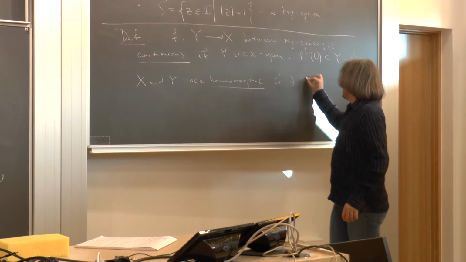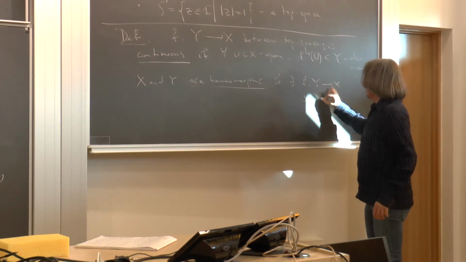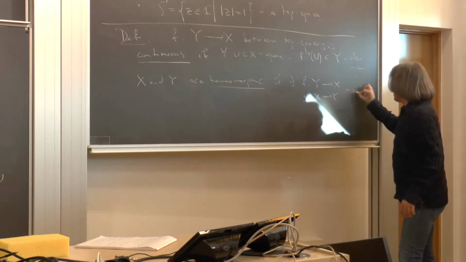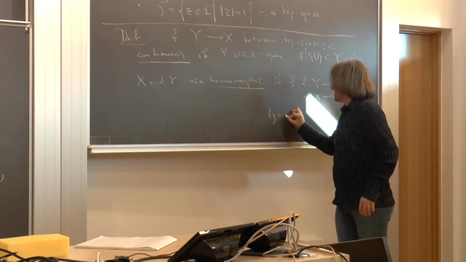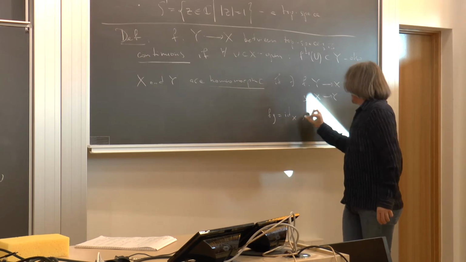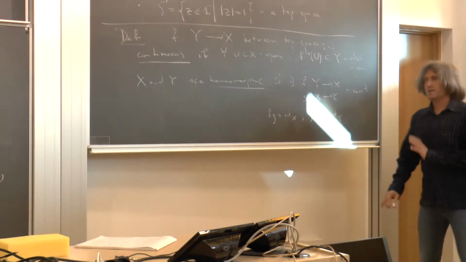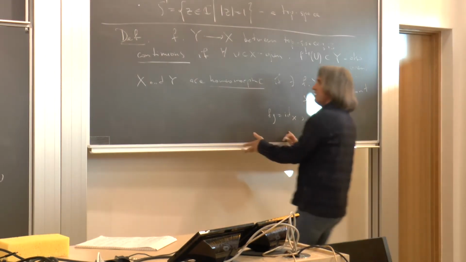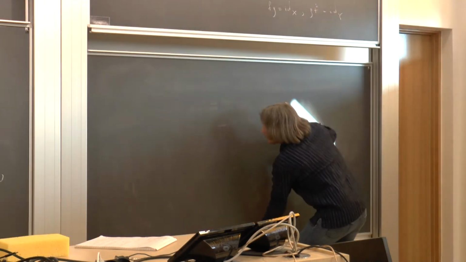if there exist f from Y to X and g from X to Y, both continuous, such that fg is identity on Y, identity on X, and gf is identity on Y. Okay, so I just made fast-train definitions.